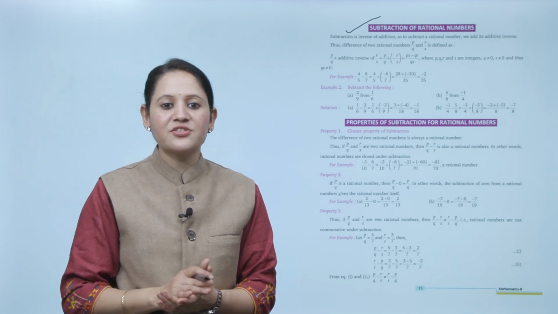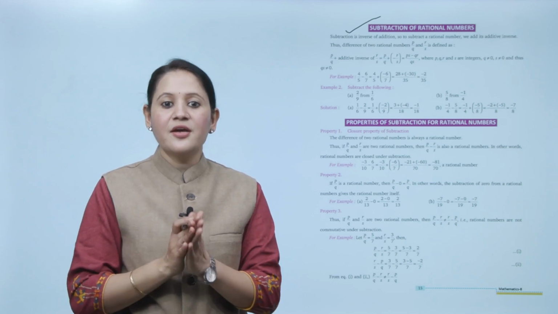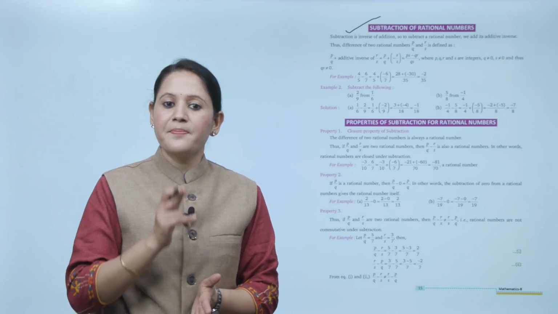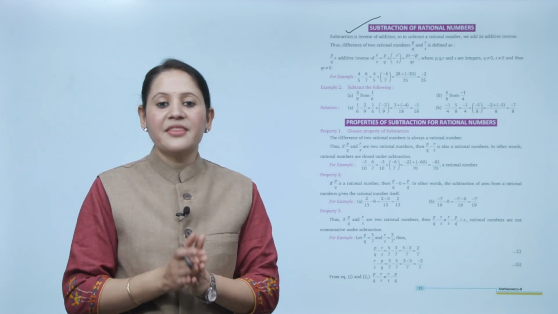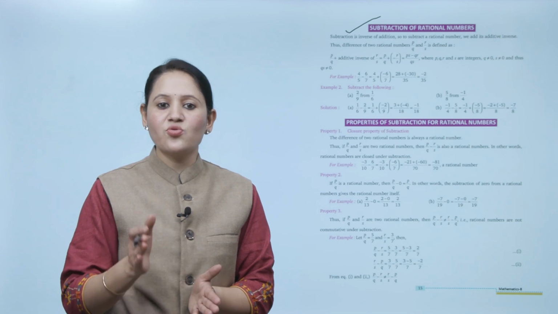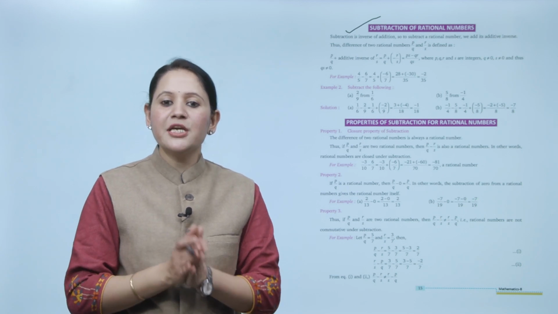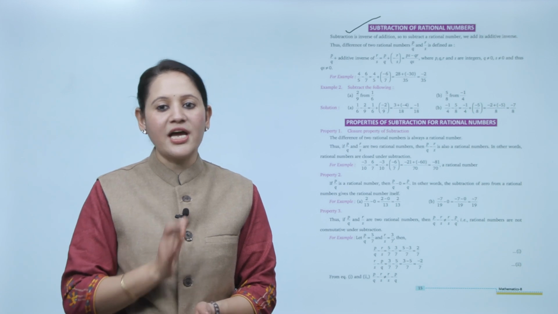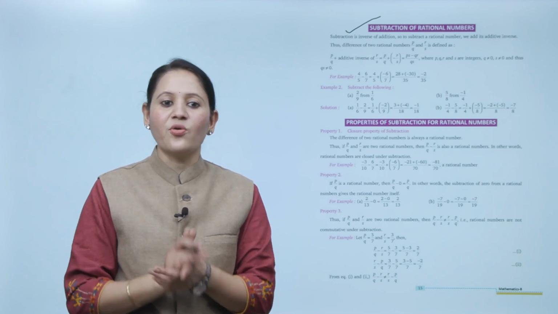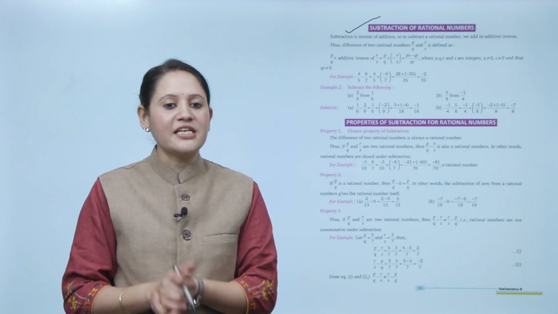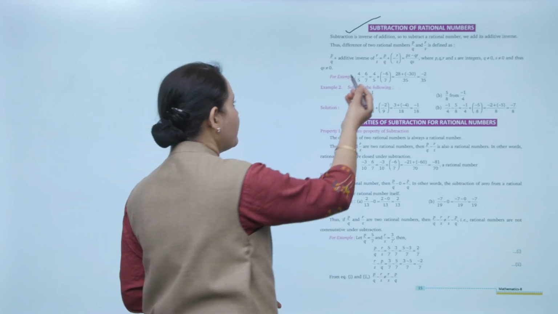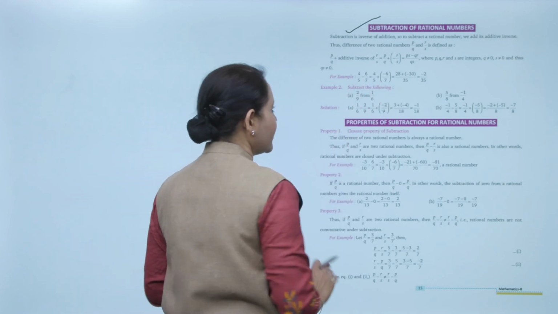So, what will the additive inverse be? Negative R upon S. So, what will it become? P upon Q plus minus R upon S. That is equal to (PS minus QR) upon QS, where P, Q, R and S are integers, Q is not equal to 0, S is not equal to 0, and then QS is not equal to 0. For example, 4 upon 5 minus 6 upon 7, we have to do.